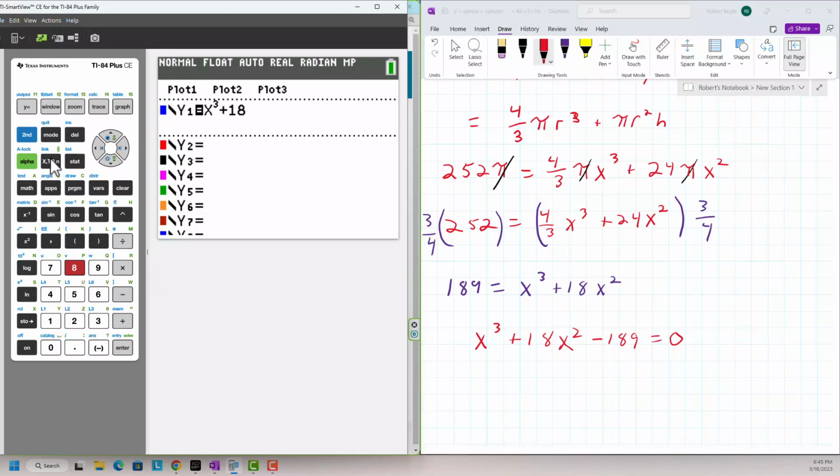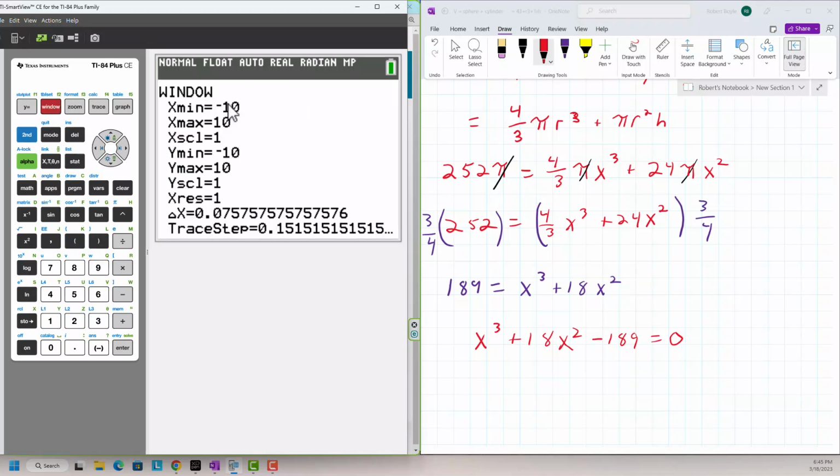Just go right over here to your x, which is right there, squared minus 189. Now, if you haven't used your calculator before for quite some time, chances are your window will be at the standard window, which is what this is right here. Basically, it's going to show you the graph in the range in the box, which is bounded by -10 and +10 in x, -10 and +10 in y.